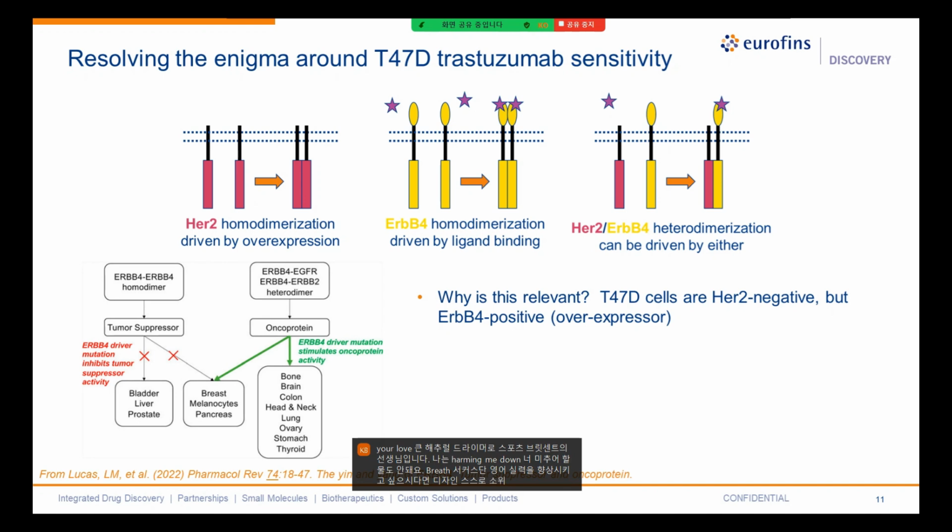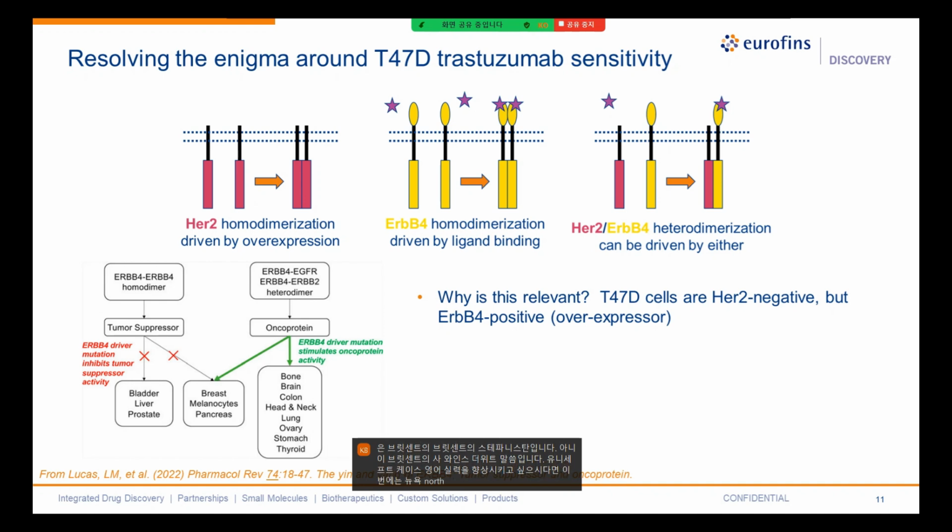So in cell lines that overexpress ERB4, if there is any HER2 present, it doesn't have to be overexpressed, but it is present. And even HER2 negative cell lines do express low levels of HER2. In this particular case, you can then see why trastuzumab would have an effect on T47D. If you prevent that heterodimerization, you do not get that oncogenic signaling.